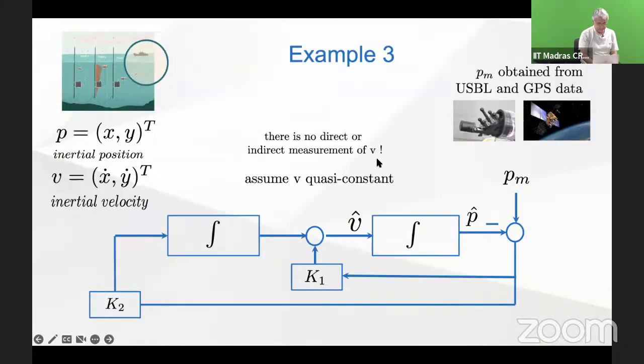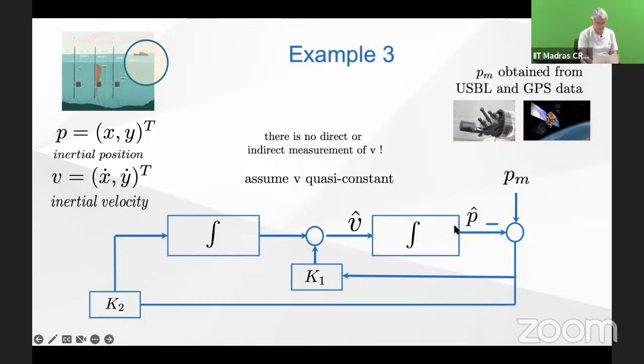Look, in this case there is no direct or indirect measurement of V, because the Doppler is on board the AUV, and I am not assuming that the AUV is going to transmit the velocity up there. So we are going to assume it's quasi-constant, and then you get something similar.